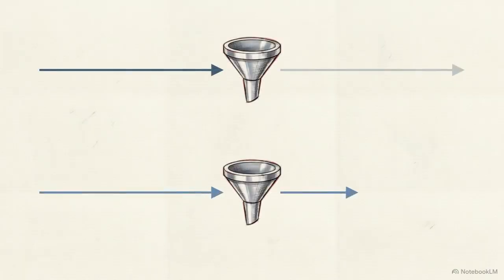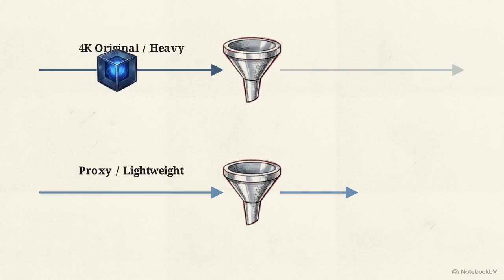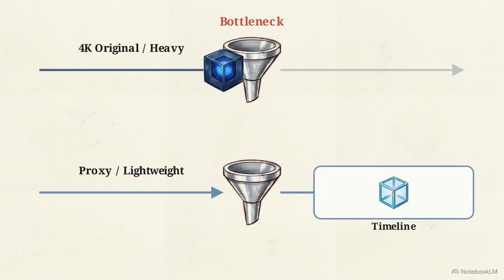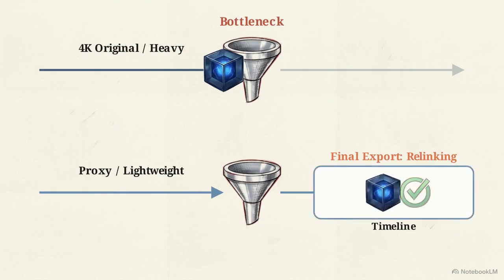Looking at this diagram, you can see why the massive 4K block gets stuck at the processor bottleneck. Creating a proxy, a smaller, low-resolution copy of your footage, allows the system to run smoothly. You edit with the proxy, and the software swaps the 4K original back in for the final export.